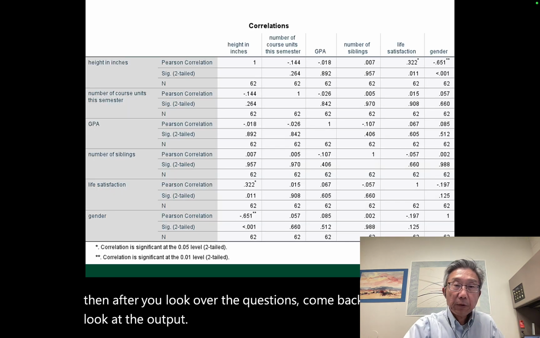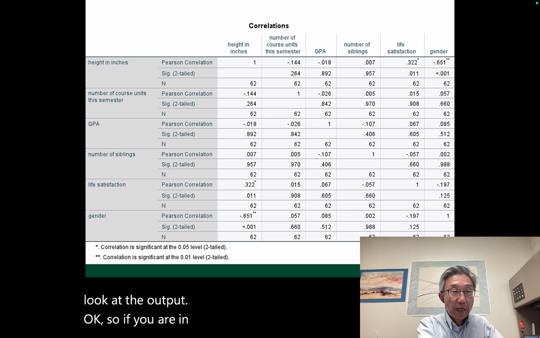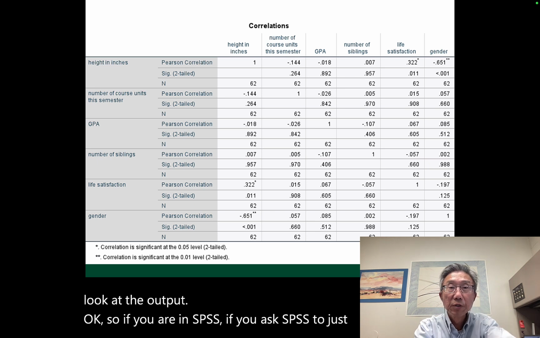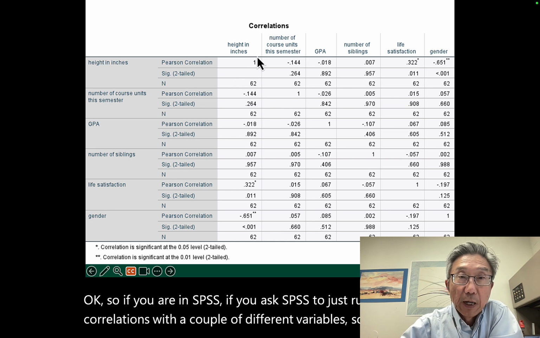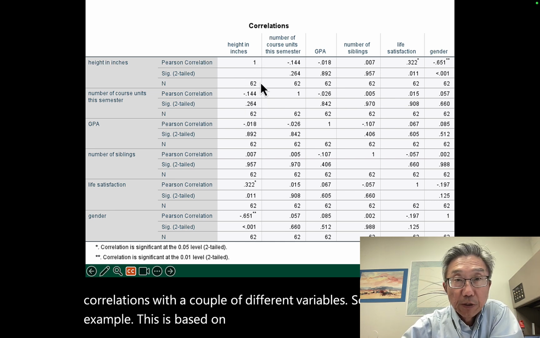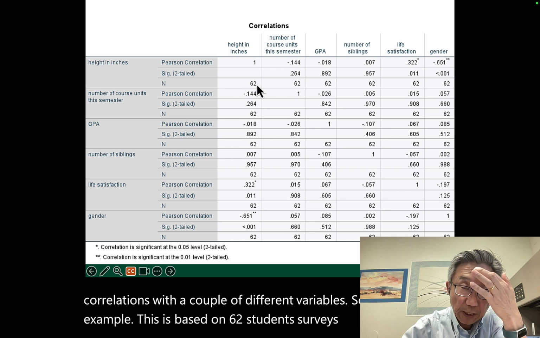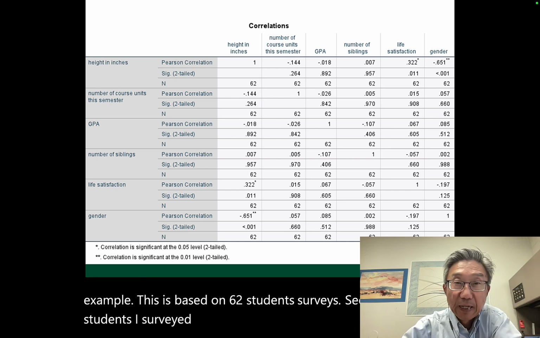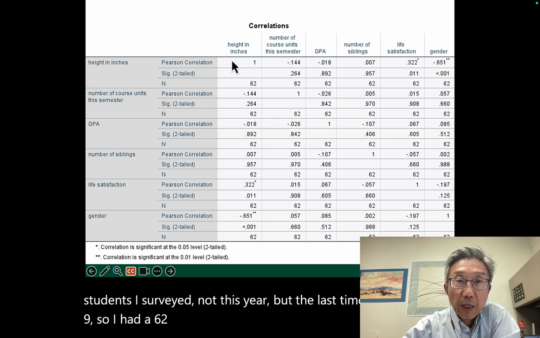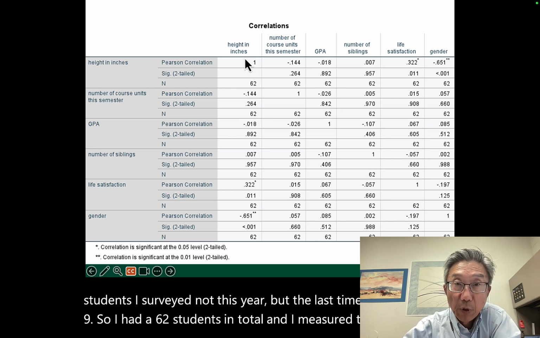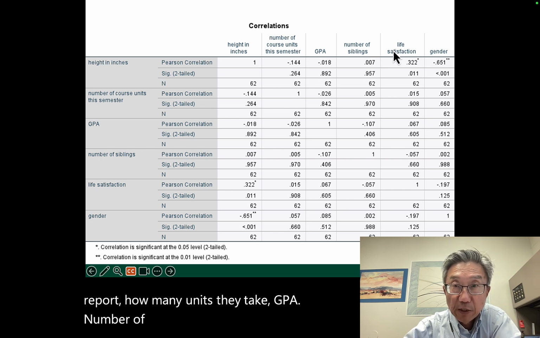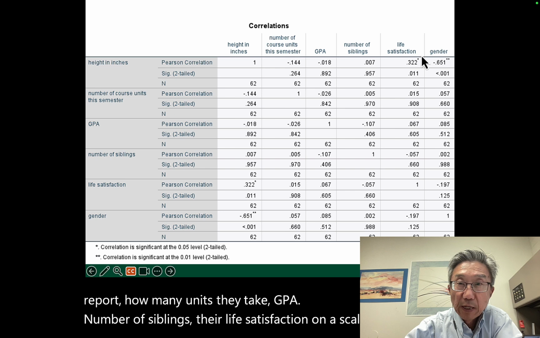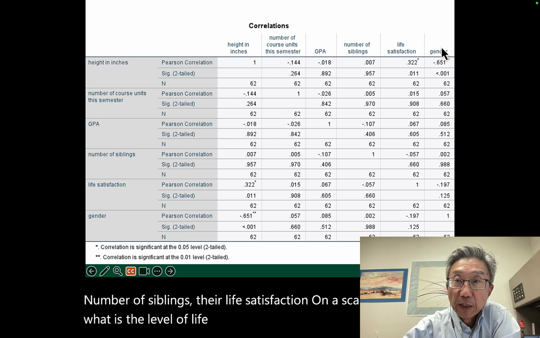Okay, so in SPSS, if you ask SPSS to just run a bunch of correlations with a couple of different variables, here's the example. This is based on 62 students I surveyed, Psych 9 students, not this year, but the last time I taught Psych 9. So I had 62 students in total, and I measured their height, self-reported, how many units they take, GPA, number of siblings, their life satisfaction on a scale of 1 to 5, and finally, gender.